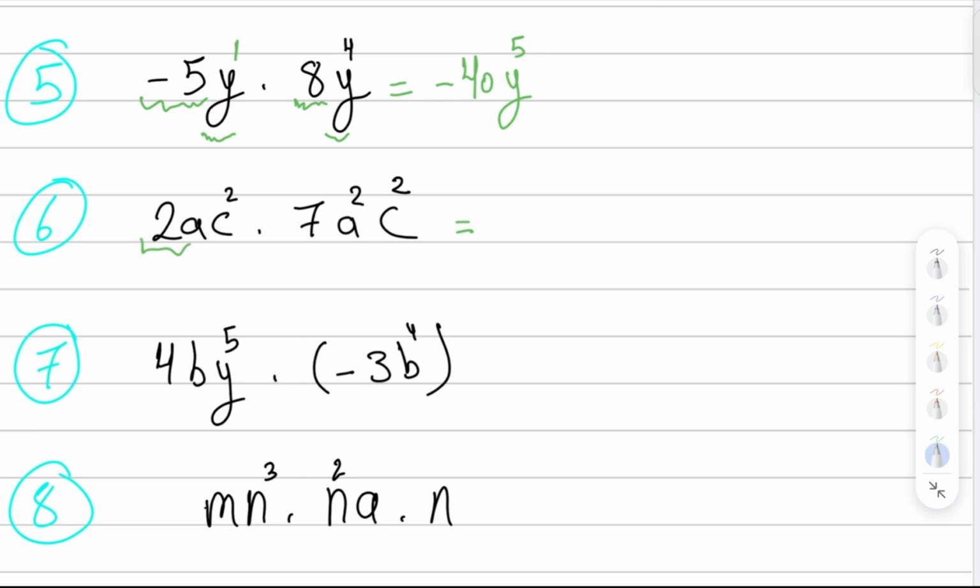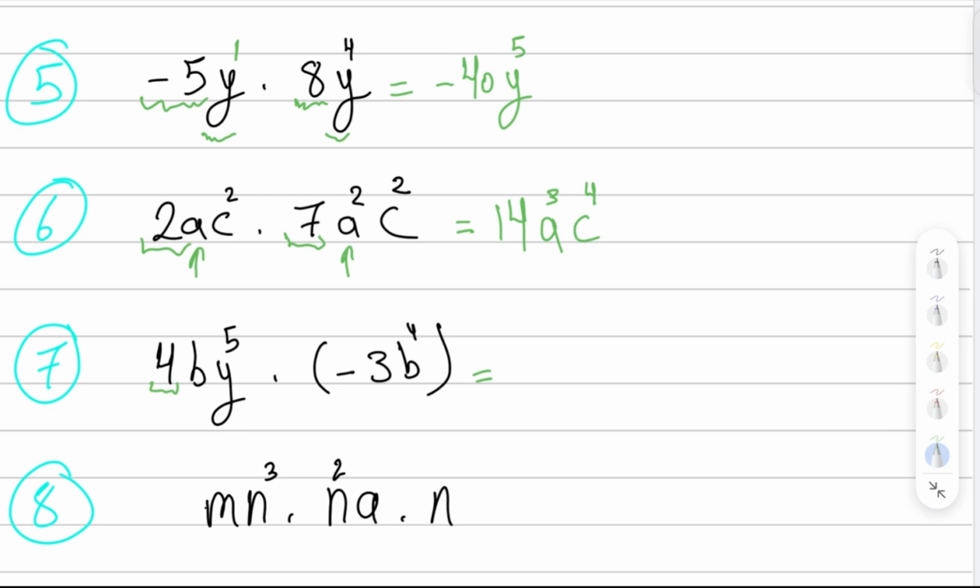Again, multiply the numbers. 2 times 7, this is 14. And then we're going to choose the like variables. a with a, c with c. Let's multiply a with a squared. Similar bases, we're going to add the exponents, so we're going to have a to the power 3. The last one, c squared times c squared. We're going to add the exponents, and the answer will be c to the power 4. It's very easy and simple. One more.